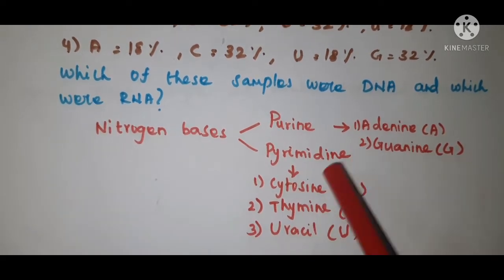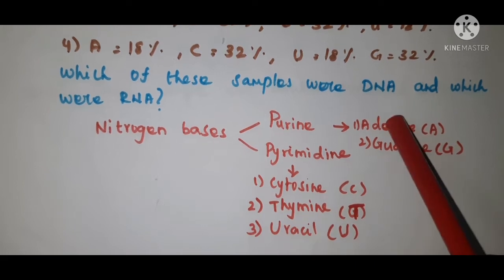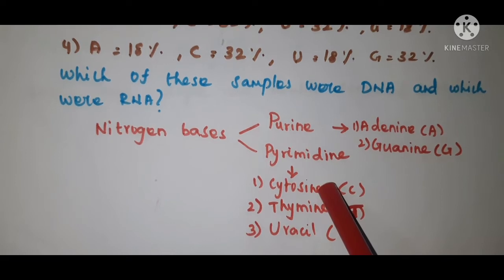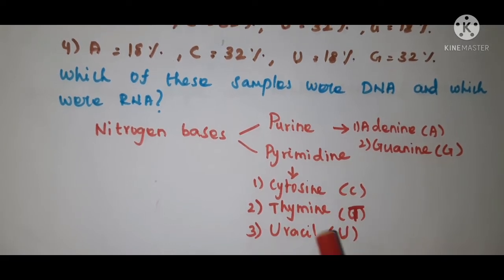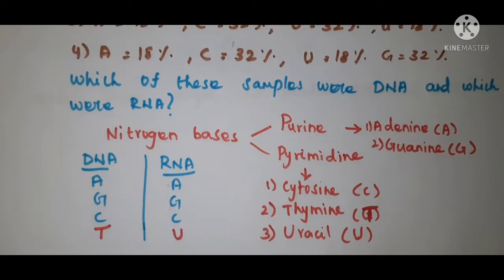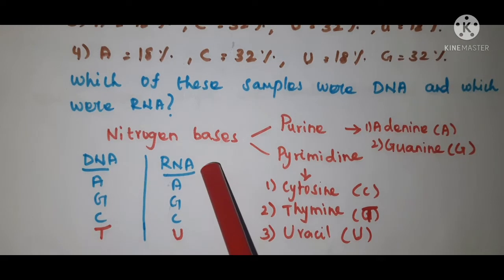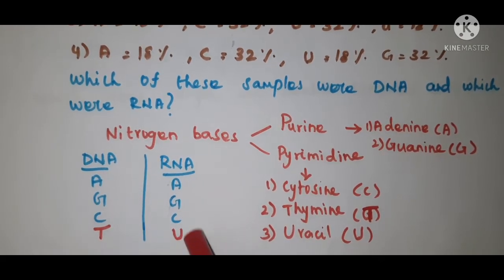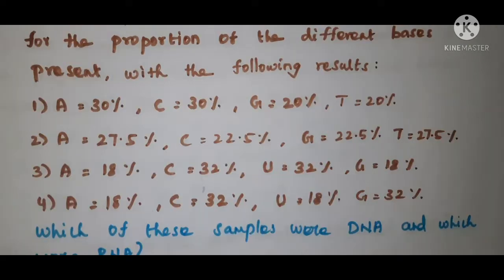Among these five nitrogen bases, adenine, guanine and cytosine are common for both DNA and RNA. But DNA consists of only thymine, whereas RNA consists of only uracil. So the nitrogen bases of DNA are adenine, guanine, cytosine, thymine. And the nitrogen bases of RNA are adenine, guanine, cytosine and uracil. Okay, so now see the options.